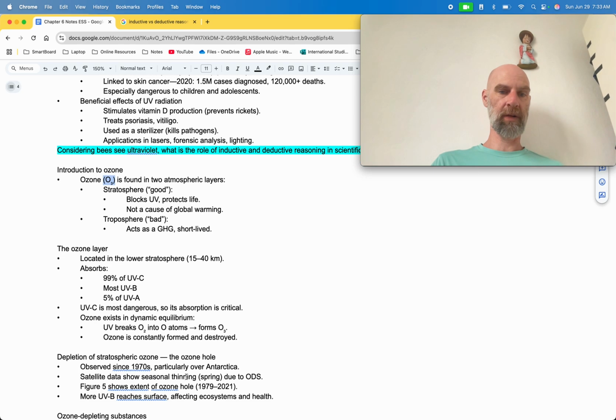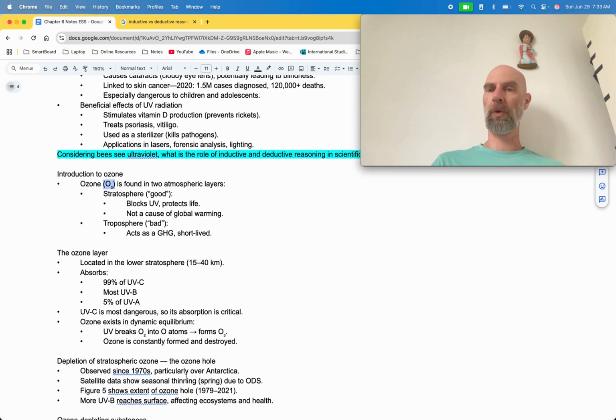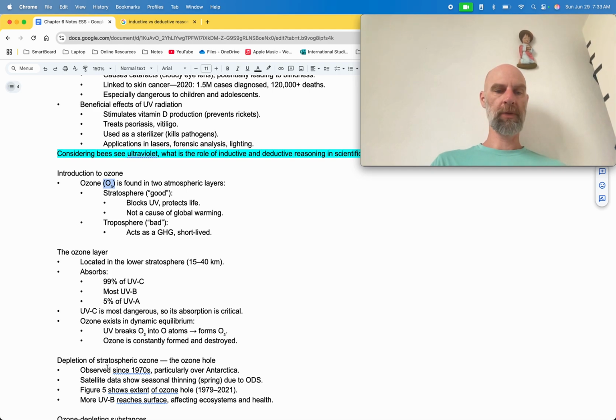So, depletion of stratospheric ozone, the ozone hole. This is what we talked about, like the hole over Antarctica. Observed since the 1970s, particularly over Antarctica. Satellite data shows seasonal thinning in spring due to ozone-depleting substances, ODS. Figure 5 in the book shows the extent of ozone holes, 1979 to 2021. I wanted to show you this.